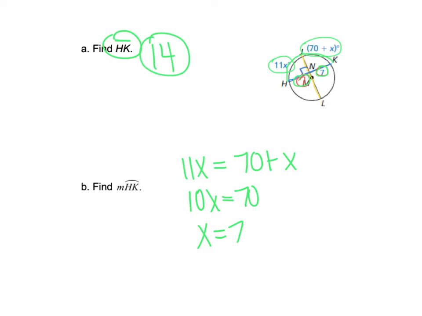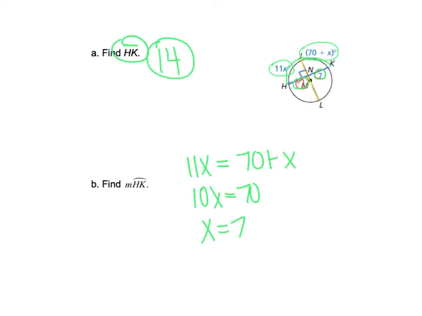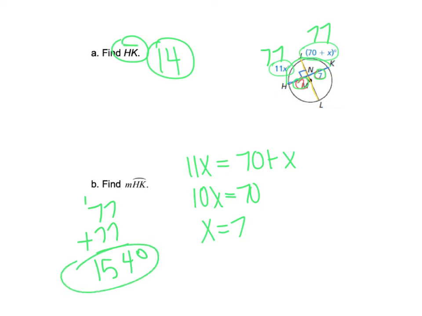Now 7 is not the measure of anything. 7 is just your value of X. Now we need to go back and put it into our expressions here. So if X is 7, that means this would be 77. And since they're equal to each other, this is also 77. So from H to K is 77 plus 77, which is going to be 154 degrees. Remember, when we're talking about the measure of arcs, we are talking about them in terms of degrees.